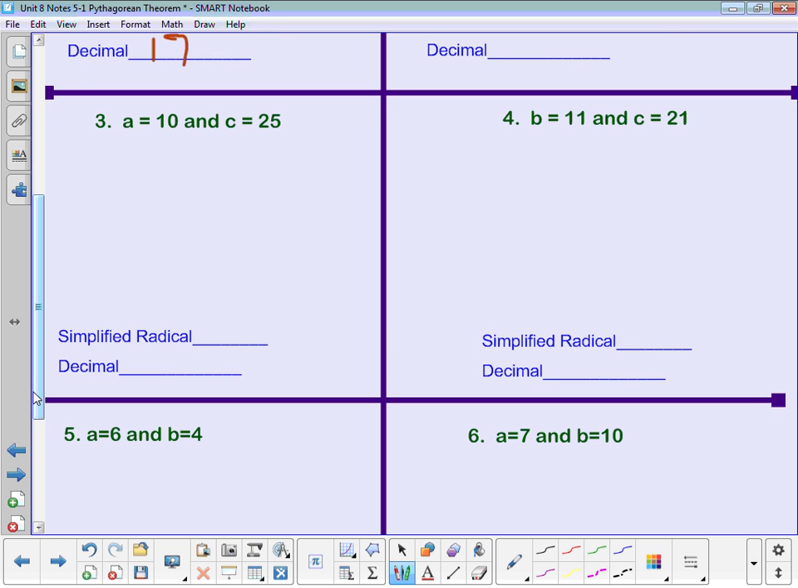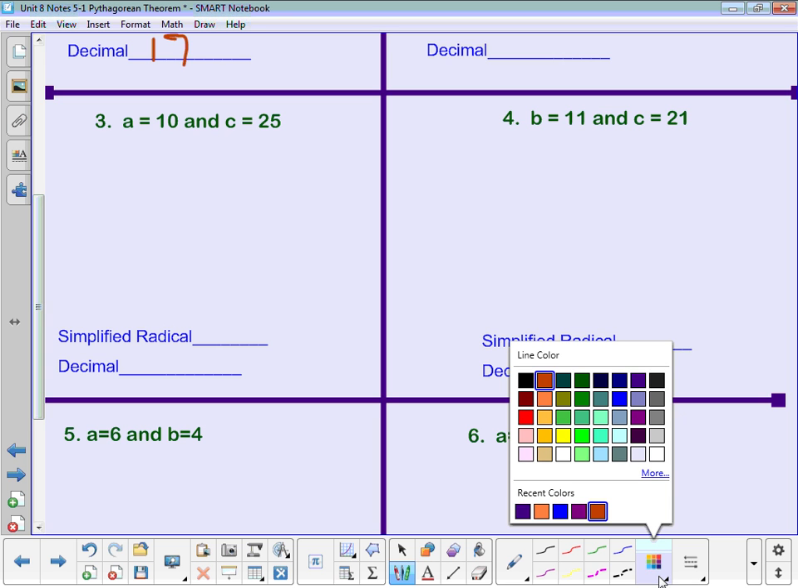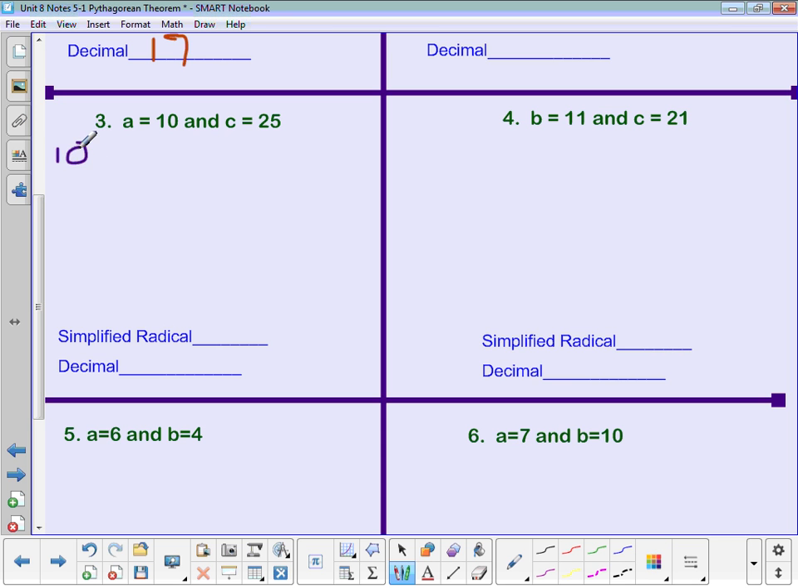Okay, so now number 3 gives us A and C, which means we don't have our B. We're missing one of our legs. So let's go ahead and put that into the Pythagorean theorem. So here we have 10 squared plus B squared is equal to 25 squared.